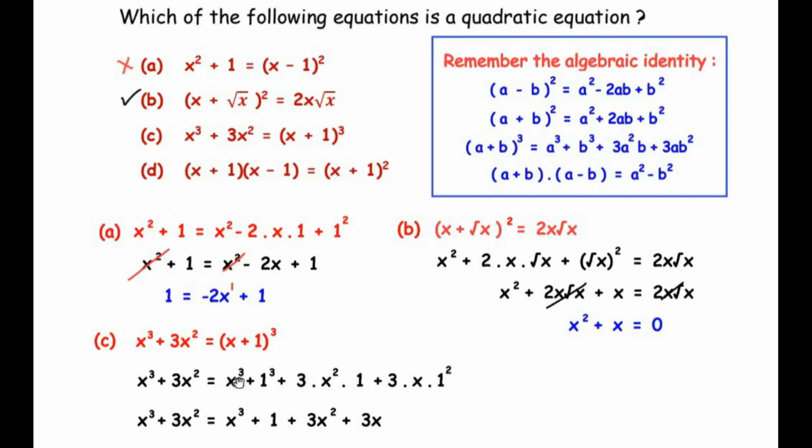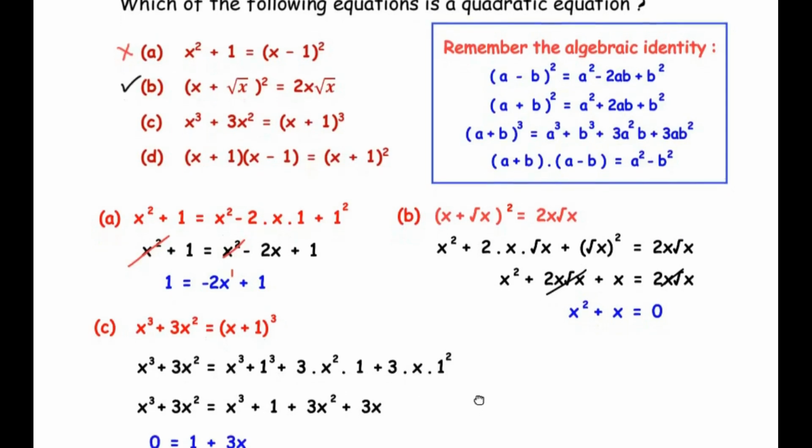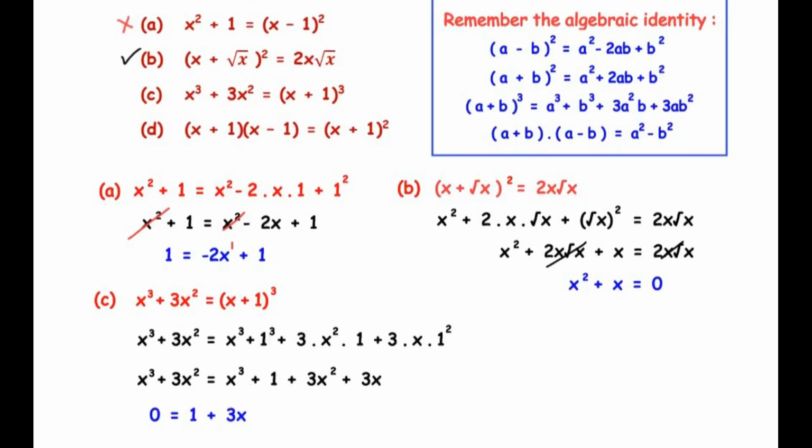Now let us simplify this. We get x cube plus 3x square is equal to x cube plus 1 cube, which is 1 itself, plus 3x square plus 3x. We can see that x cube cancels from both sides of the equal to sign, as well as the 3x square. So this equation simplifies as 0 is equal to 1 plus 3x. We can see here the highest power of x is 1. So option C is also the wrong option.